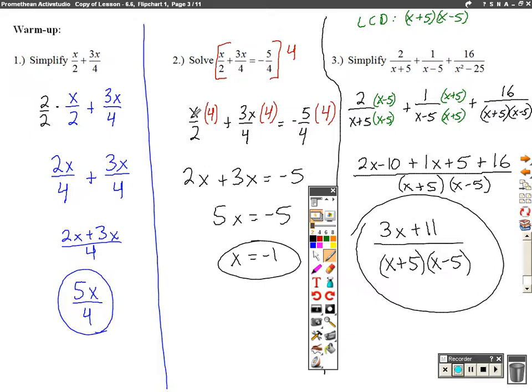Number 3, the 7-step process. First you factor all of your denominators. So we have to factor this using the difference of 2 squares. Then we identify our LCD, which is x plus 5 times x minus 5. Then we make all of these denominators look like that. The x plus 5, x minus 5, distribute the 2, distribute the 1, combine it to be a single rational expression. Combine your like terms, look to see if this factors more, which it doesn't.